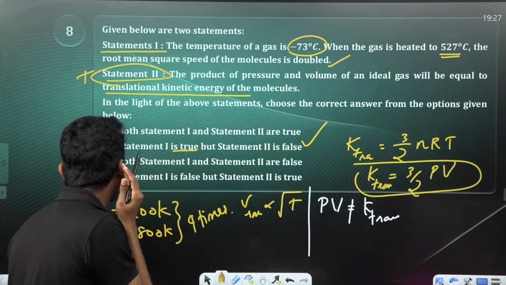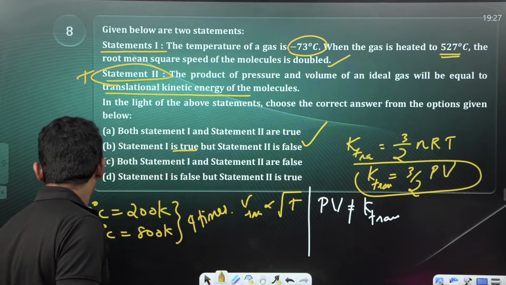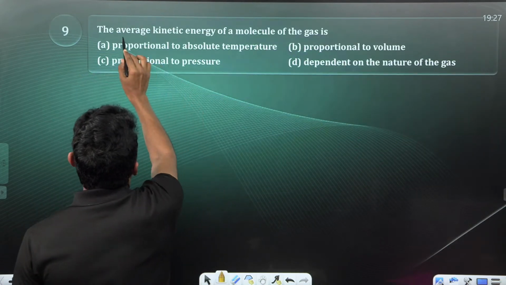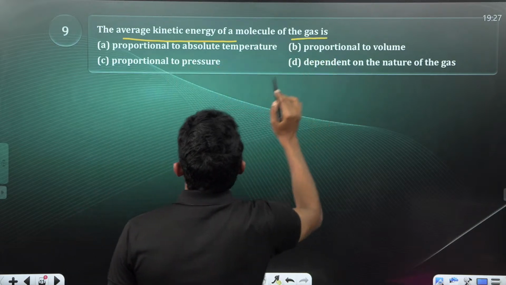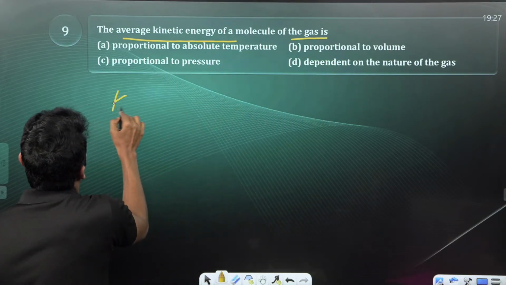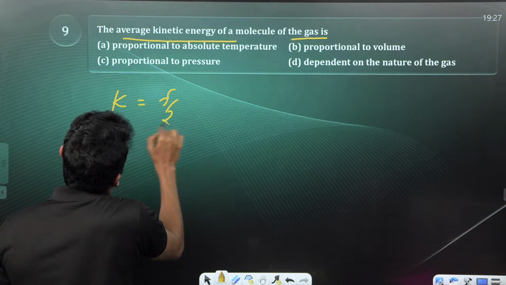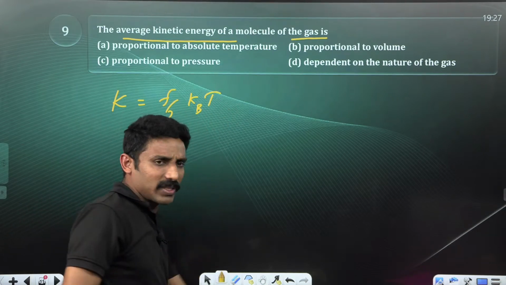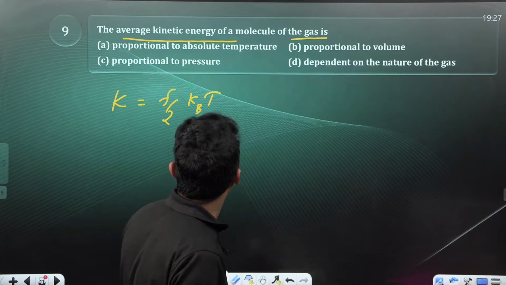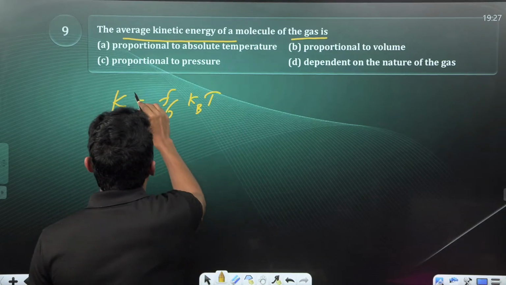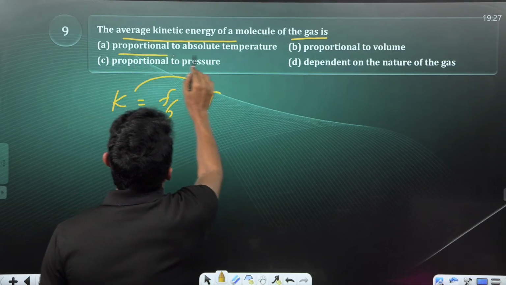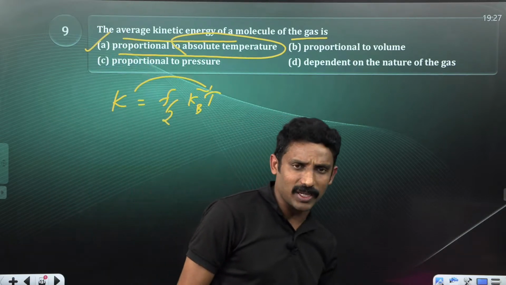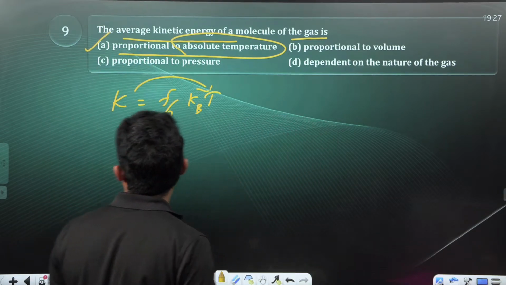Very good. Thank you. And the 9th one: the average kinetic energy of a molecule of the gas. What is the kinetic energy of a molecule? In the case of a single molecule, it is f by 2 times of kBT. So it is directly proportional to absolute temperature. That is option A. Clear? Very good. It is option A only.